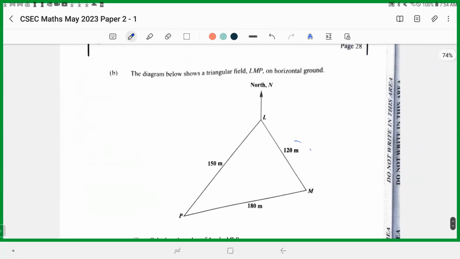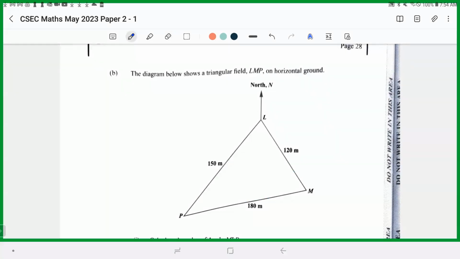Once I see this, I know I'm going to have to use cosine rule. Given a triangle that is not a right angle triangle, with 3 sides, I have to use cosine rule to find an angle in there. Any angle in there you want to find, you have to use cosine rule. Cannot use sine rule right now.